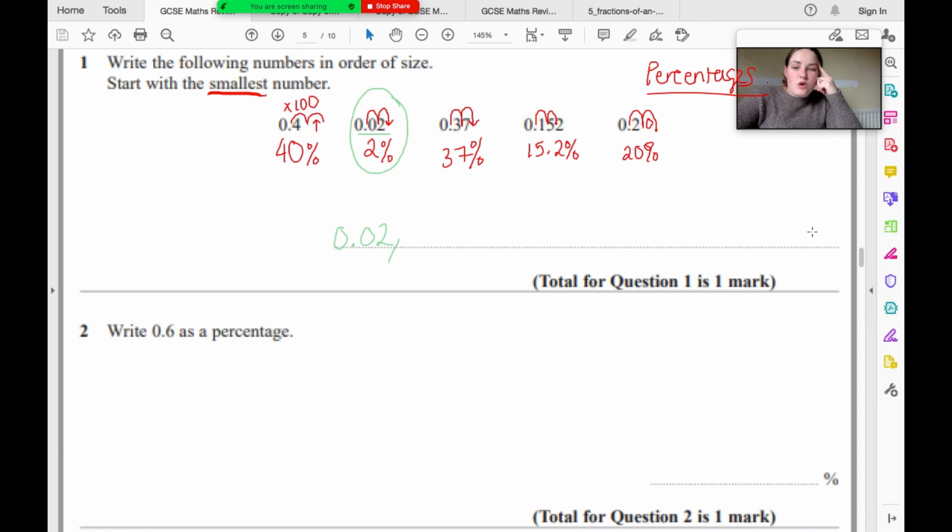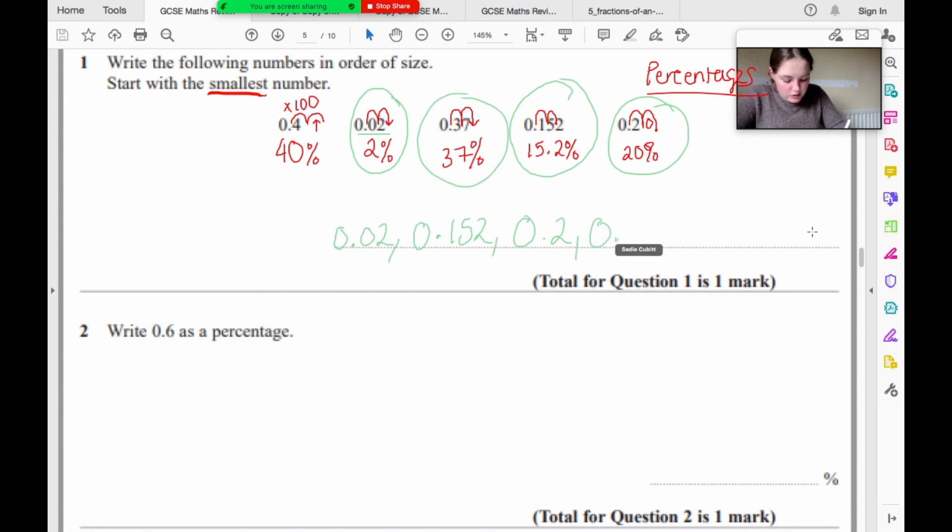Okay, the next one, the next largest is 15.2. So that would be 0.152. Then we've got 20, so that's 0.2. Then we've got 37, so 0.37. And finally, 40%, which is 0.4.